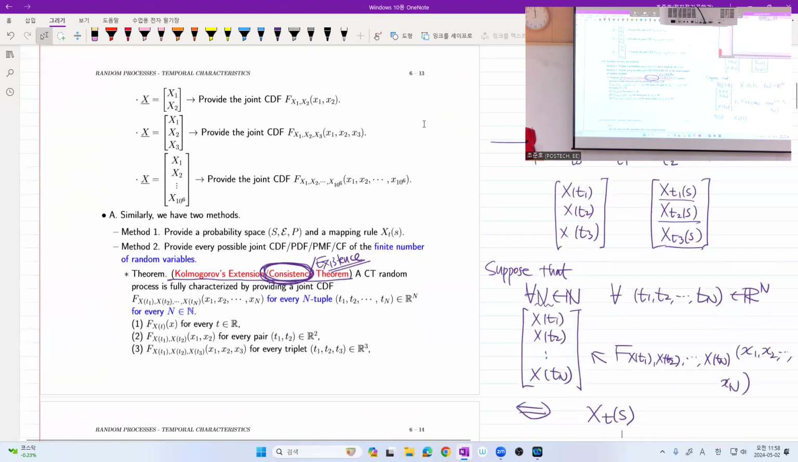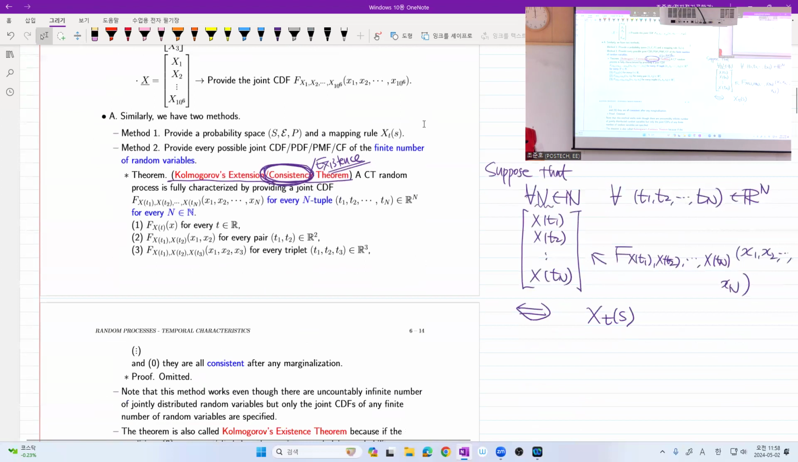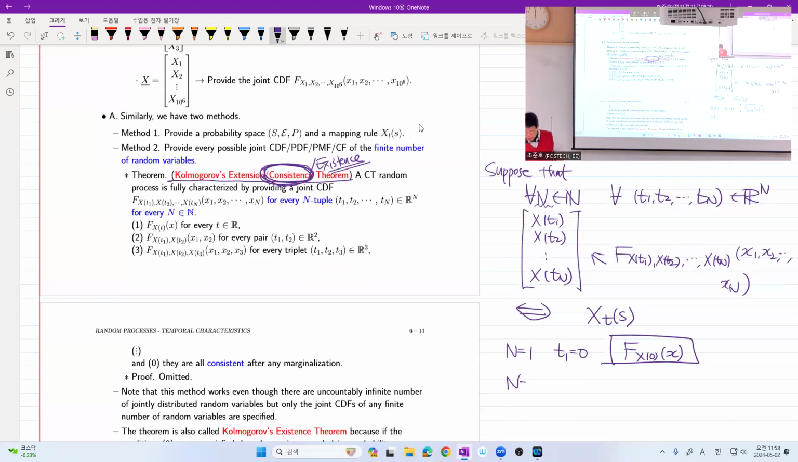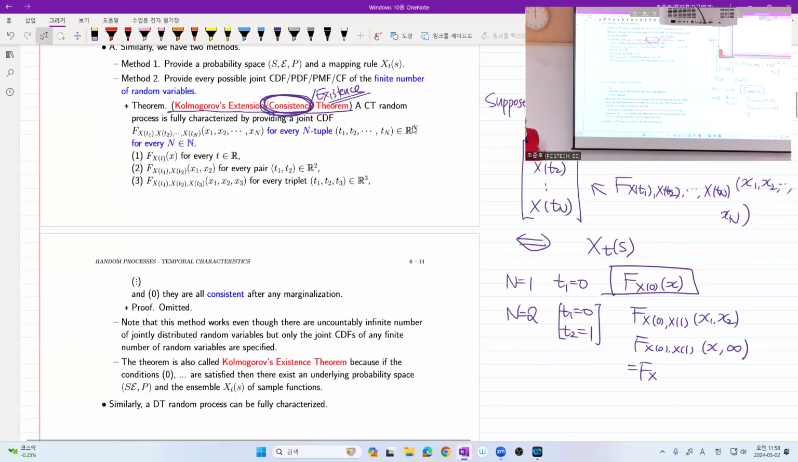Clear or consistent after any marginalization, what does that mean? Please tell me. So it's like this. Suppose you choose n equals 1, and you have picked t1 equals 0. And you have this CDF, right? And for example, suppose you choose n equals 2, and choose the same, but different t2. Now you have a joint CDF. Now you marginalize this one by plugging in infinity. Then, according to our previous study, it must become the CDF of X_0, and this must be the same as that one. That is the consistency, okay? If they are different, something's wrong, okay?